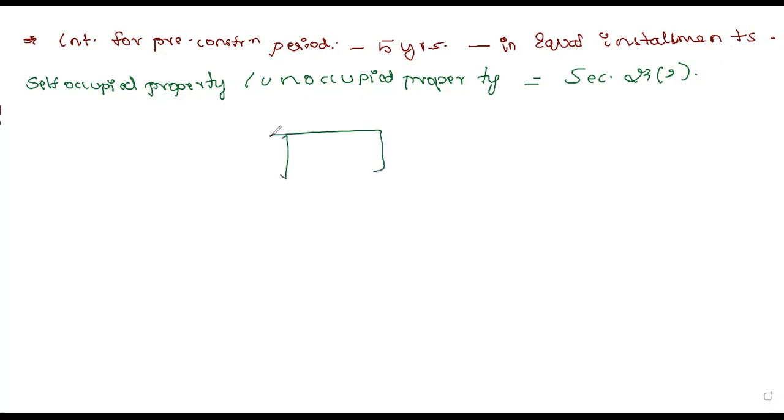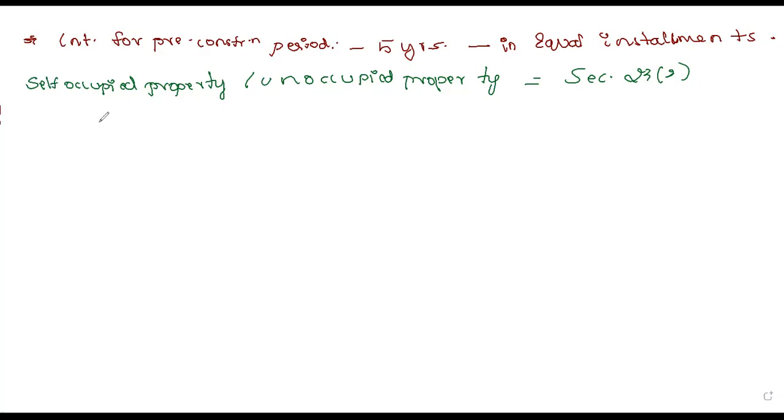Suppose this is my property, and I am occupying this part of the whole property. I'm staying over here, so that is a self-occupied property. If this property is still empty and nobody has occupied it, we call it an unoccupied property. This is the major difference between a self-occupied property and an unoccupied property. Under this also we have certain situations.